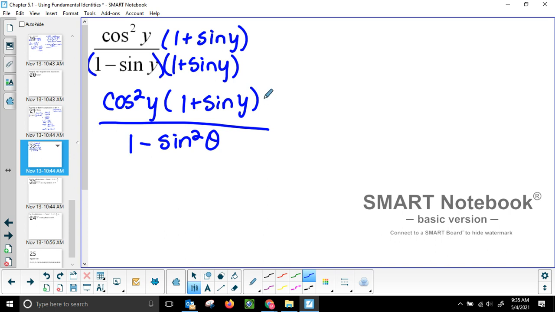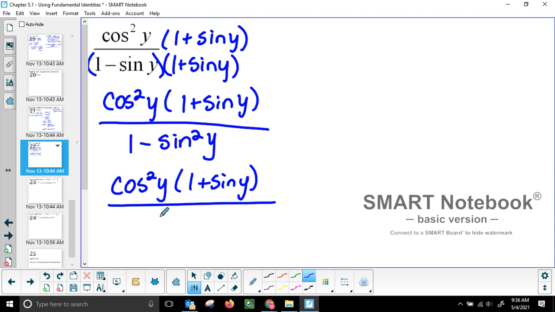All right, well, the 1 minus sine squared is that same thing that we had last time where it's just cosine squared, and this should make this a y just for consistency purposes here. All right, so now this just becomes cosine squared y times 1 plus sine y over cosine squared y. So that'll just cancel. Well, now there's no more fraction. We're done.